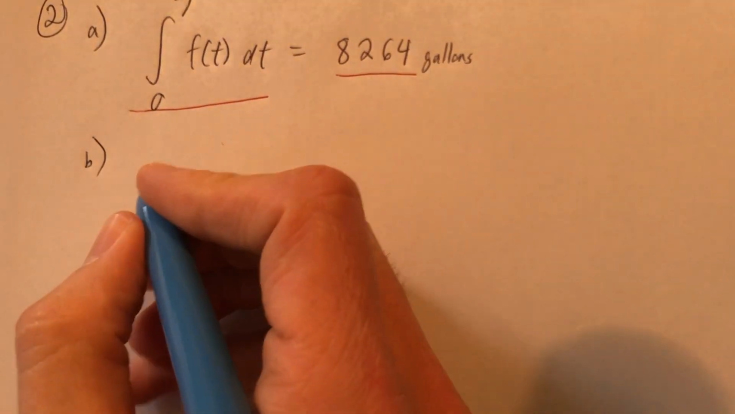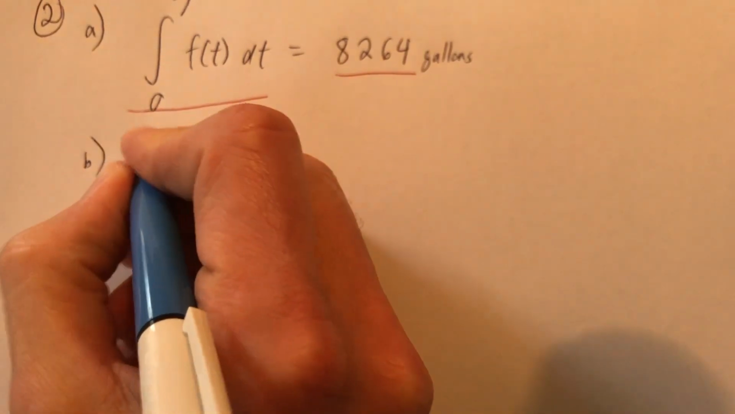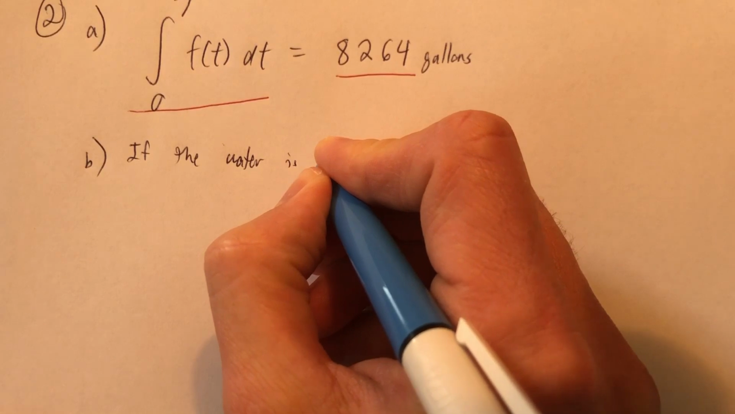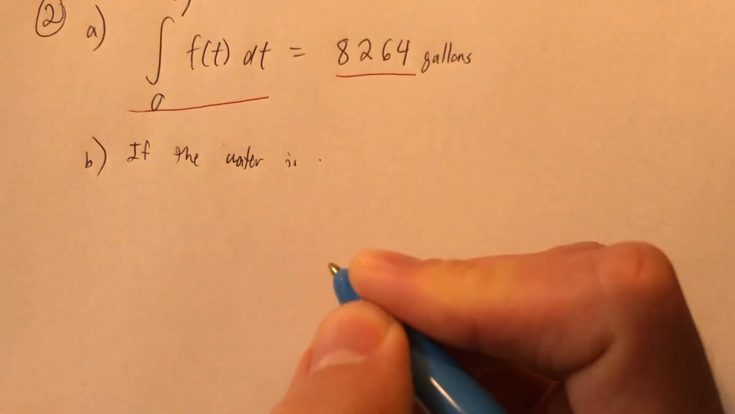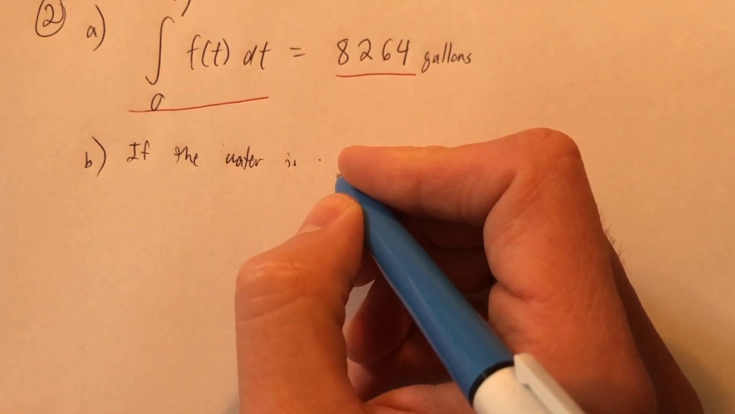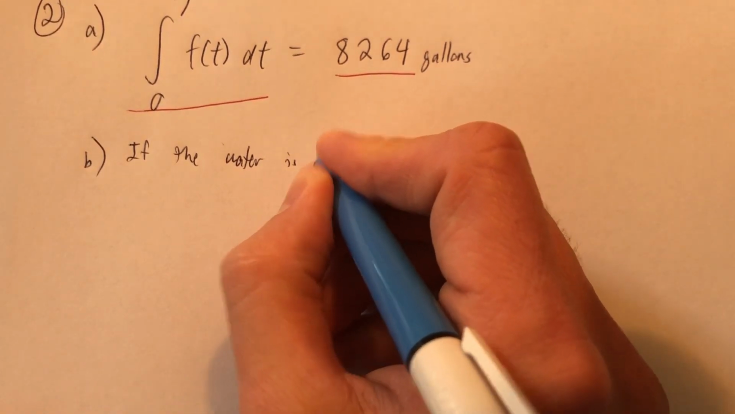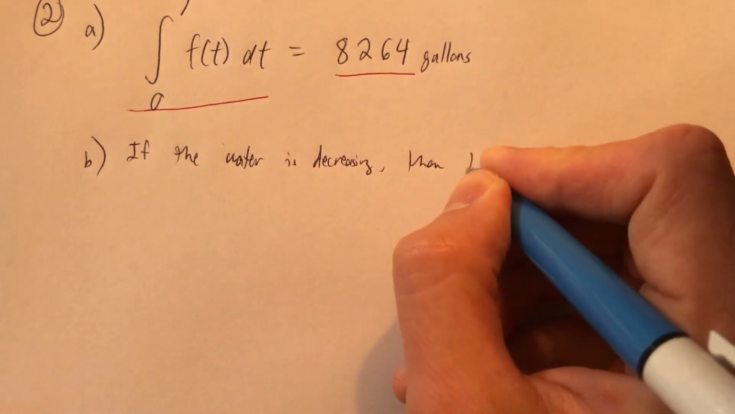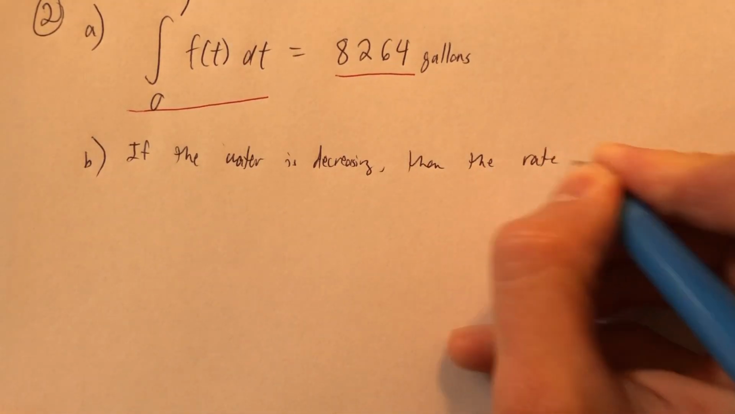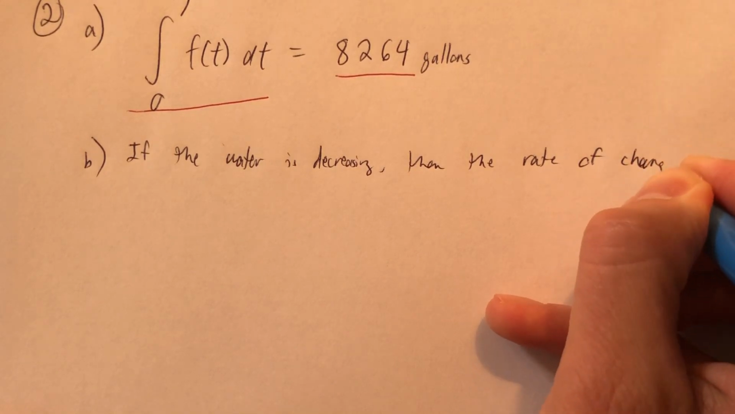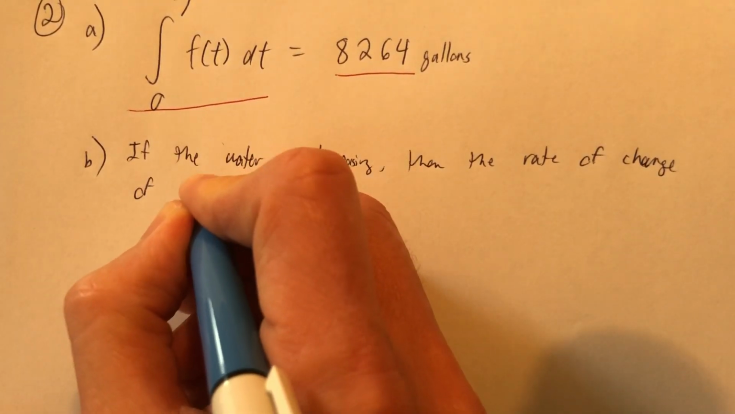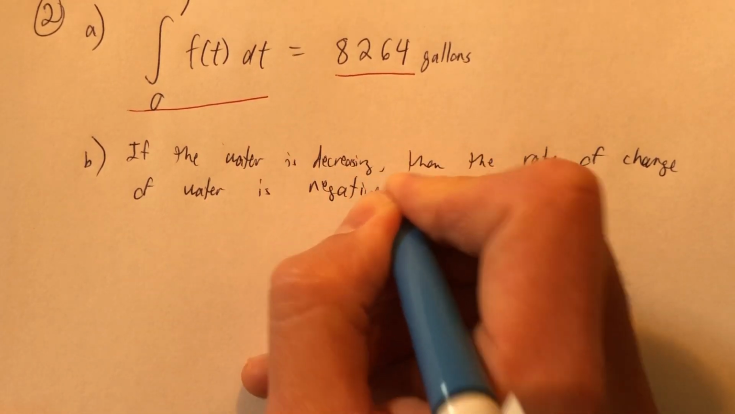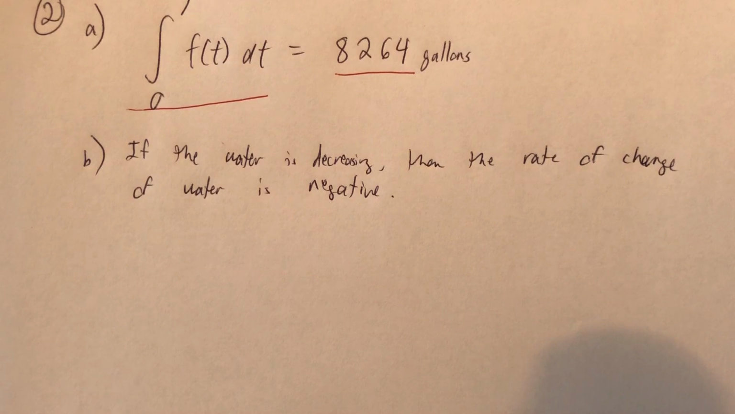So in my process of writing it down, I'm actually going to be giving my reasons. So let's see. If the water is decreasing, am I wording this correctly? Yeah, I'm wording it right. If the water is decreasing, I was really cautious about what I was saying there, but it's right. Then the rate of change of water is negative. Okay, well, what's the rate of change of my water?